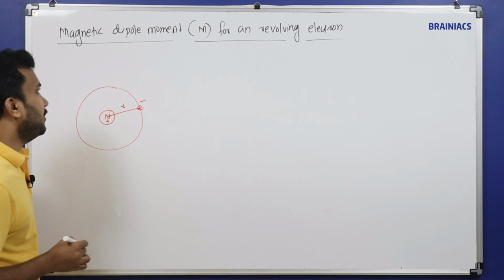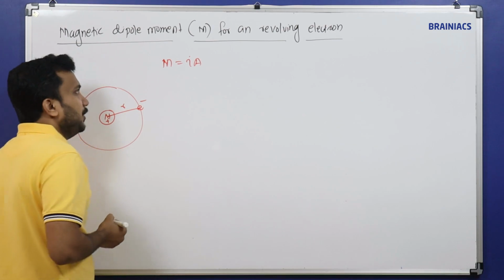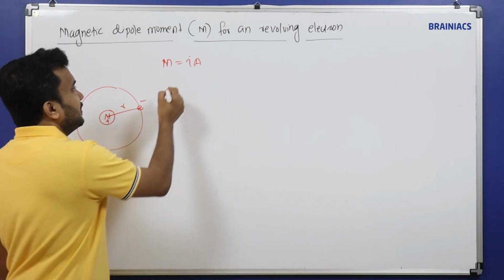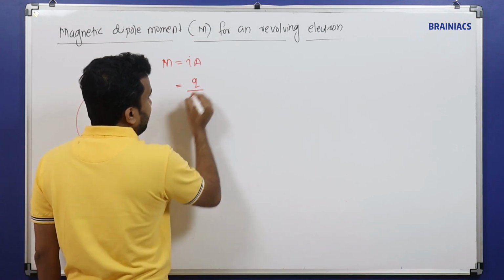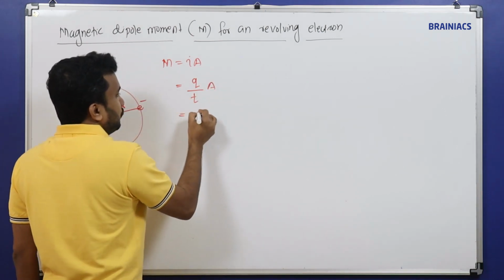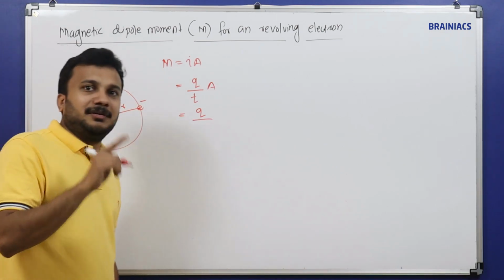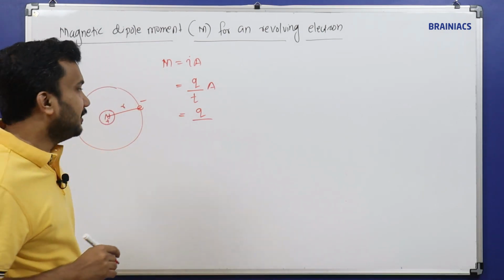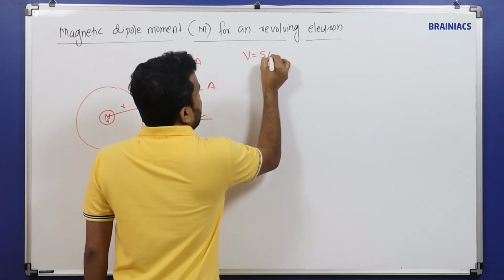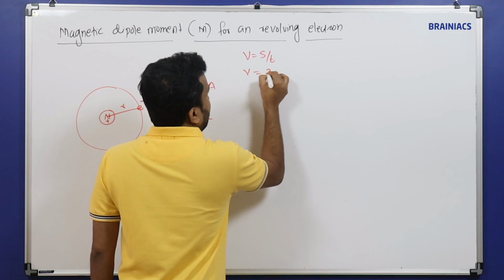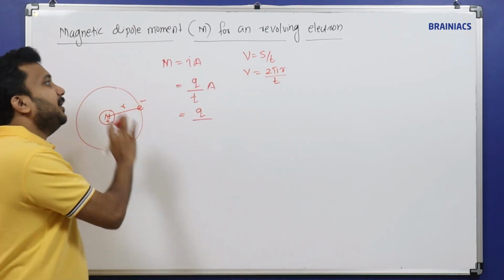Here we need to find out the magnetic moment. Of course I know magnetic moment is equal to I into A. So what is current? Current is equal to charge divided by time, into area. So charge divided by time, and what is the time? Time period of a revolving electron. We know velocity is equal to distance by time. The distance here is 2 pi r, the perimeter, so v is 2 pi r by time.